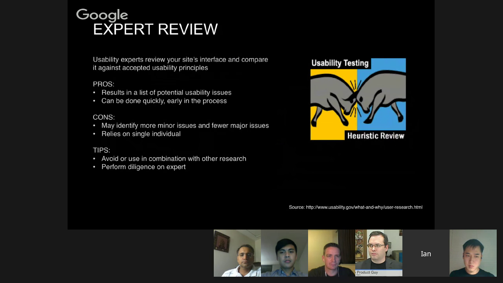Expert review is a contentious concept in some ways. It can very much be at odds with usability testing, which says that you really should be putting this in front of a user, and that there's no such thing as an expert. And I can see that point of view. I actually think the answer is somewhere in the middle.